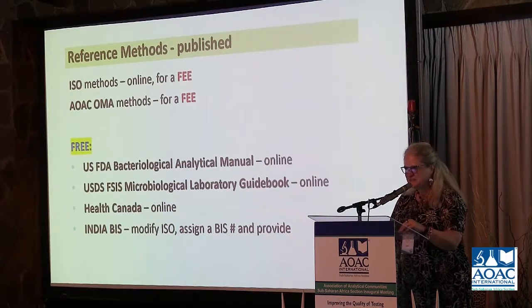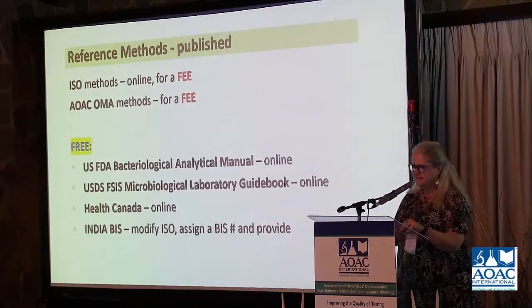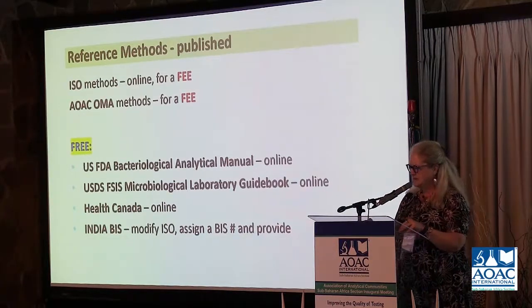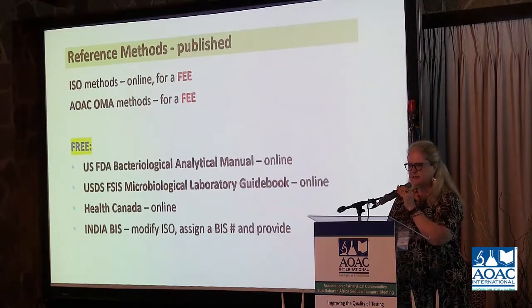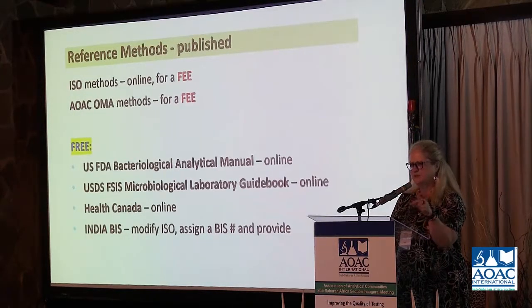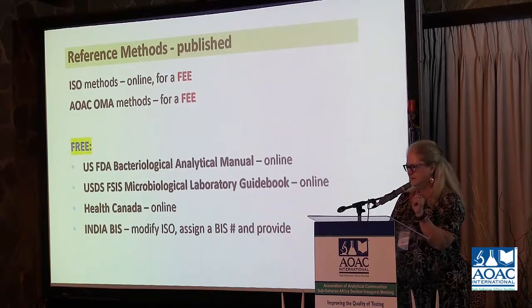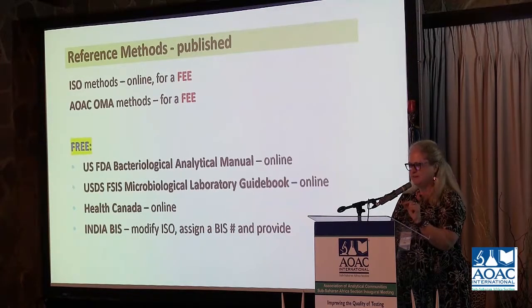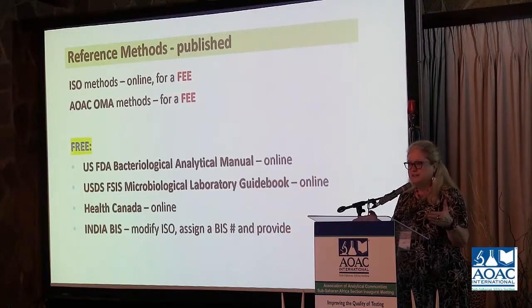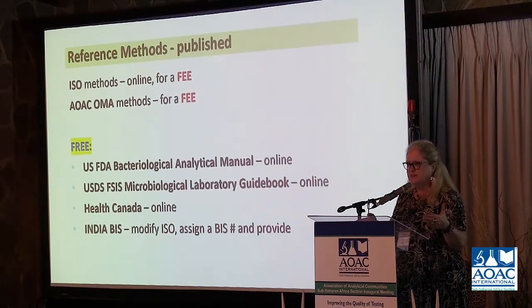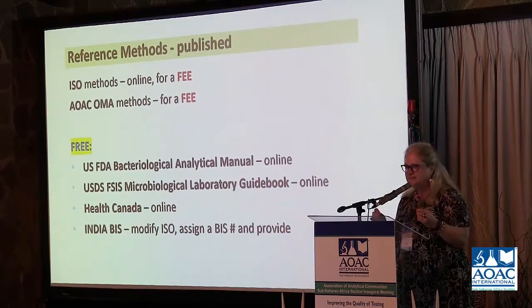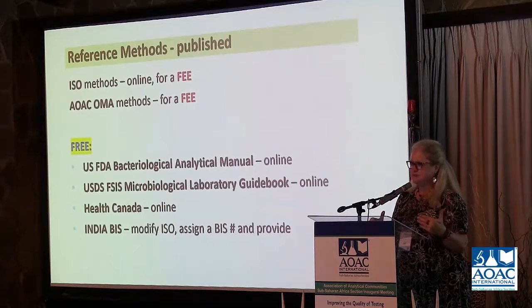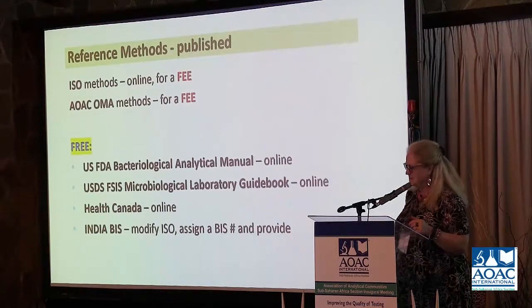So India, it's interesting. I'm not quite sure how they do this. I keep asking, but I haven't been able to figure it out. They take the ISO method, and they review the ISO method. They might make a slight change to it, and they call it a Bureau of Indian Standard method, and assign it a new number, and then they make it available for cheap in India, because the labs in India couldn't afford an ISO method. I don't know if they pay a license fee to ISO to do this, but I know this is what they do, and that's their reference method.